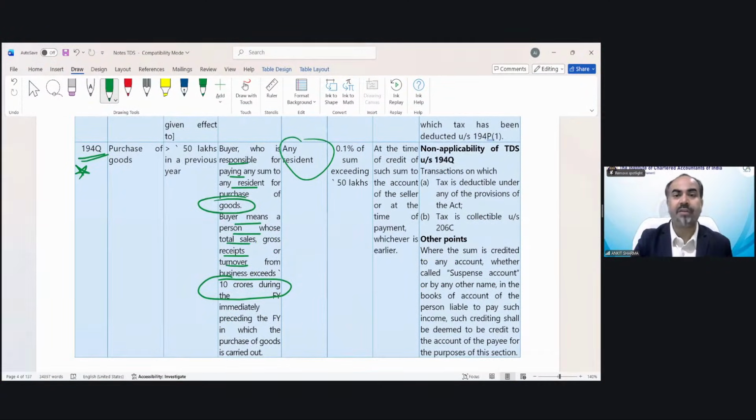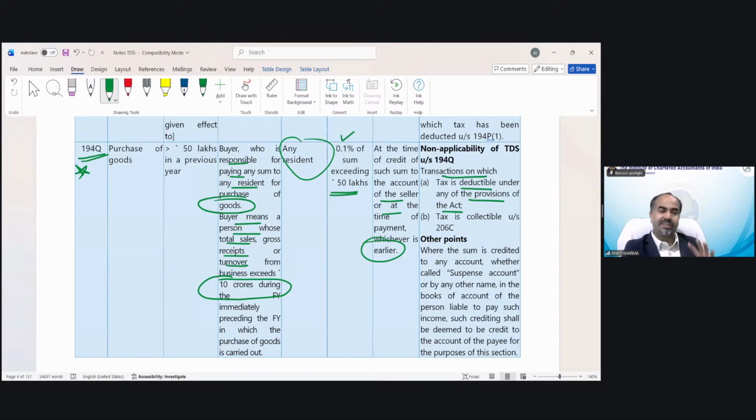The requirement of TDS is again 0.1% of the sum exceeding 50 lakh rupees at the time of credit or payment, whichever is earlier. Non-applicability: the section says if the TDS is deductible under any of the provisions of the Income Tax Act. Suppose TDS is required to be deducted under any other provision of the Act already, then Section 194Q would not be applicable. Or if TCS provision is applicable.